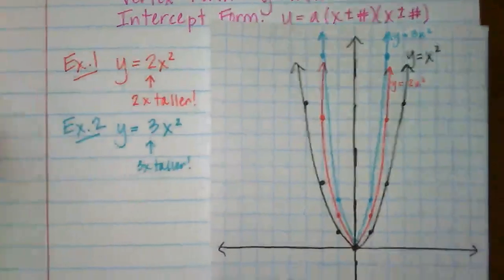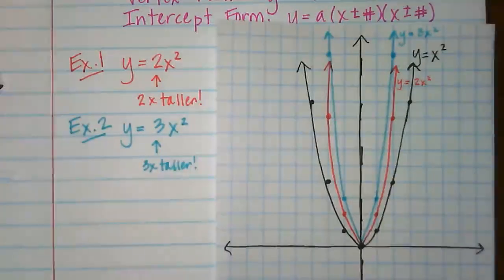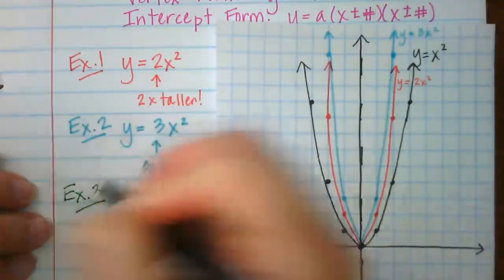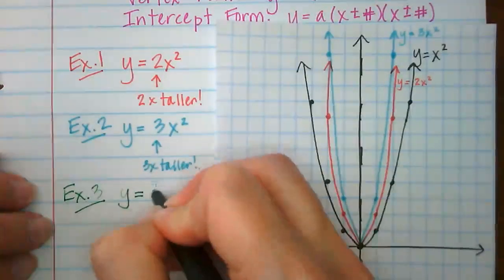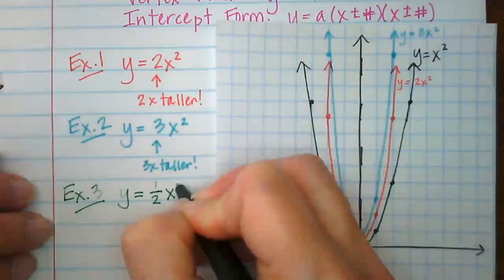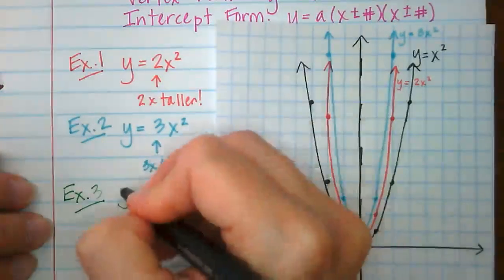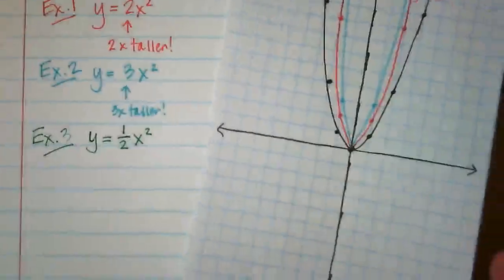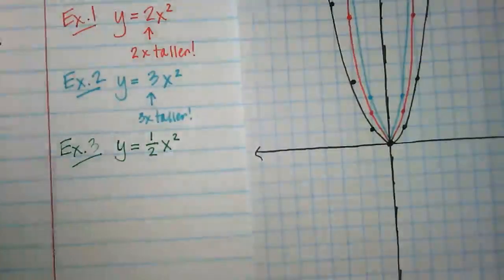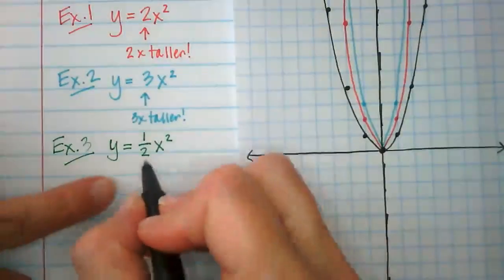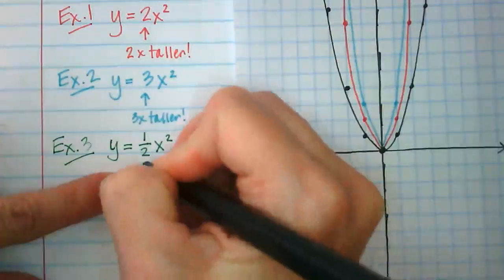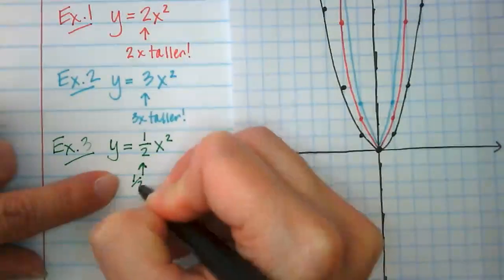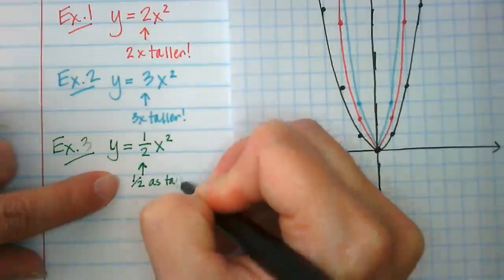All right, so let's think about this, and I know you can't really answer me, so we'll pretend. For example 3, what if we had y equals 1/2 x squared? Well, hopefully you know that it's going to follow the same pattern. So this time our parabola is going to be half as tall.